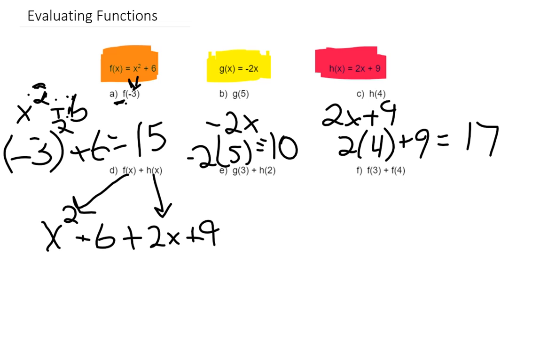And it's telling me to combine those. So now all I do is combine like terms. My x squared, I only have one x squared term. I only have one x term. Then I can combine 6 and 9 and get 15.